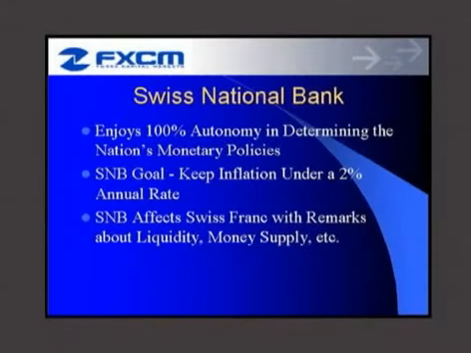The Swiss National Bank enjoys 100% autonomy in determining the nation's monetary policies. The SNB's goal is to keep inflation under a 2% annual rate. And the SNB, of course, affects the Swiss franc with remarks about liquidity, money supply, etc. This is referred to as jawboning, and we'll speak a little bit more about that as we go. But sometimes you'll see that a central bank will try to affect the value of the underlying currency just through comments. And it's a very common practice.